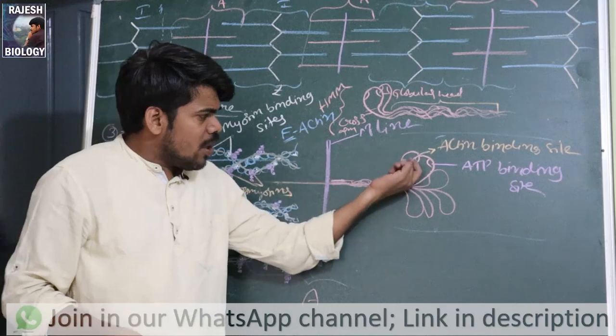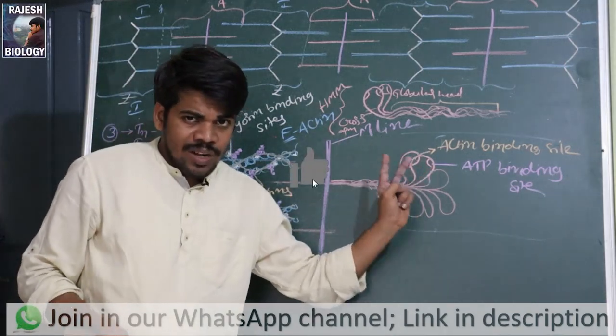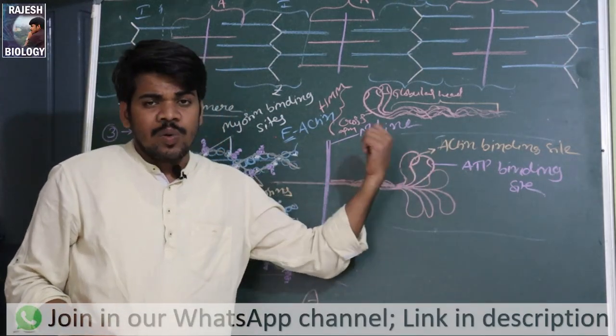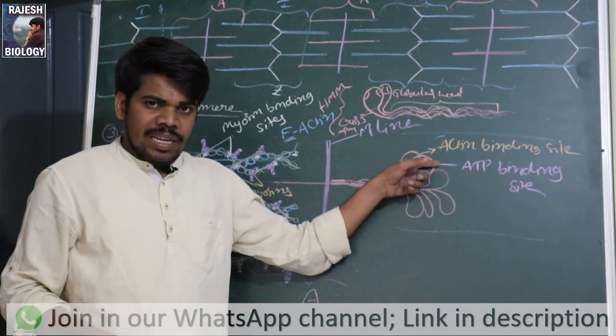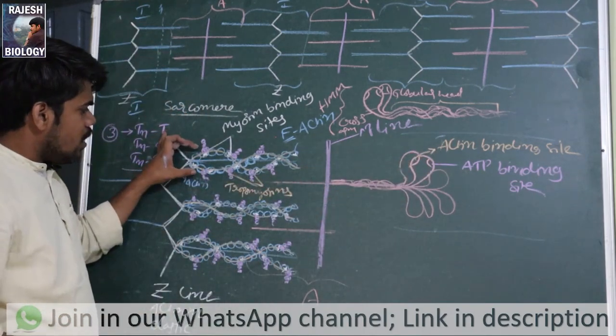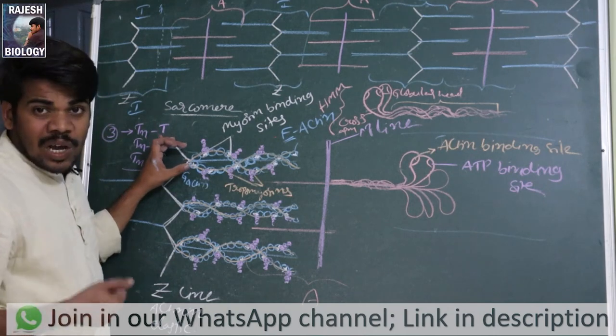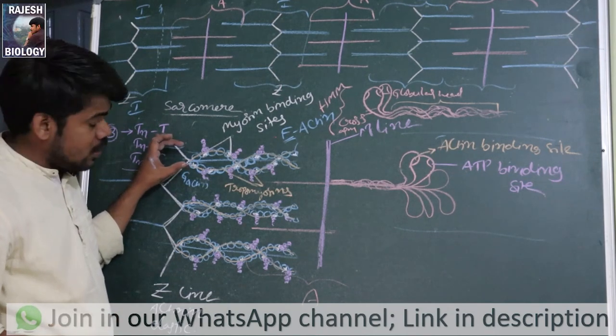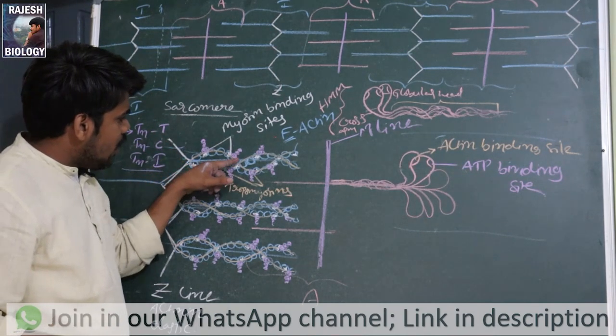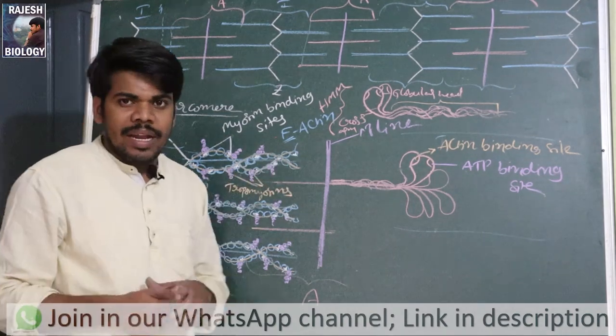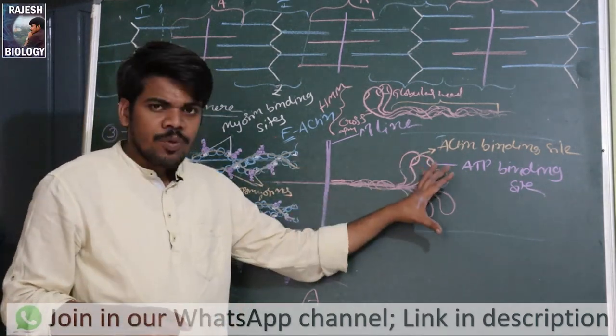For every myosin there are two binding sites. One is for the ATP, another one is the actin binding site. Here also there is only one binding site, and that too is covered. It is covered by tropomyosin. So those covered binding sites are myosin binding sites. Is this clear up to now?